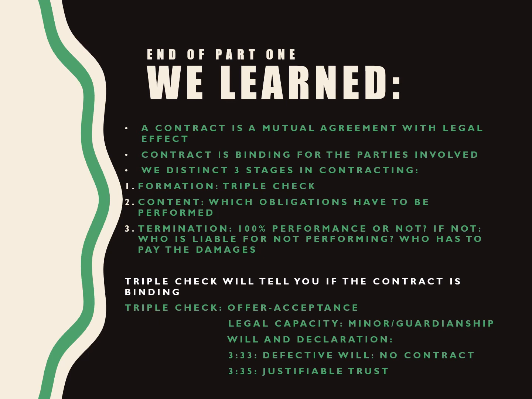We went all the way through the triple check that belongs with step 1, the formation, and we saw that we have to check 3 things. Is there an offer and an acceptance? If so, did the people involved possess legal capacity? Could they play the legal game? Are they allowed to function in the legal world? If the person is a minor or under guardianship, there is reason to doubt. A person under guardianship can never participate in the legal world, a minor only with permission from the parents.